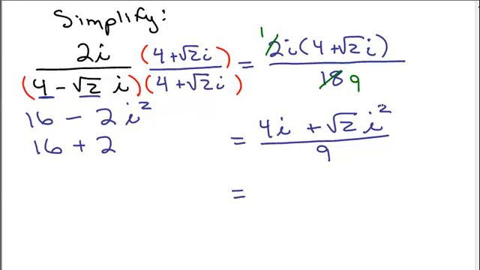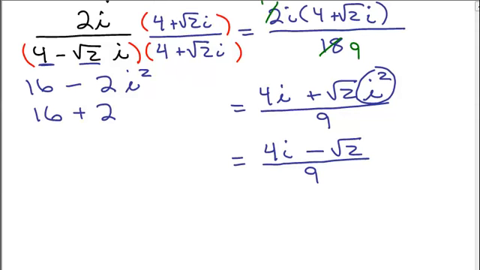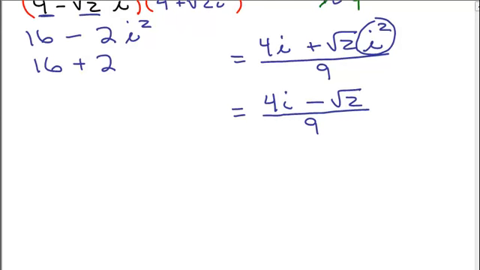And again, because this is i squared, we know that i squared is negative 1. That's going to change this to a minus sign, right? So we have 4i minus square root of 2 over 9. I'm not writing out the step where I write that that's equal to negative 1. But I haven't gotten it in the form a plus bi. And you always want to write complex numbers in the form a plus bi.